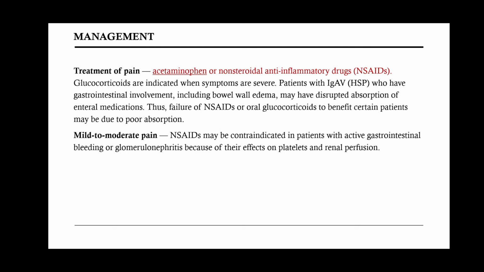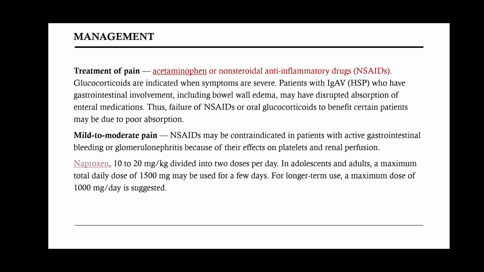Mild to moderate pain can be treated with NSAIDs, but NSAIDs may be contraindicated in patients with active gastrointestinal bleeding or glomerulonephritis because of their effect on platelets and renal perfusion.